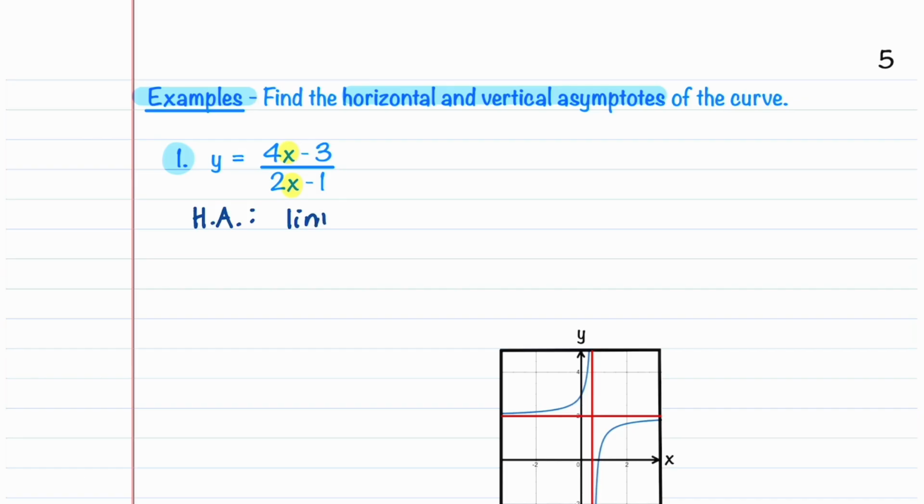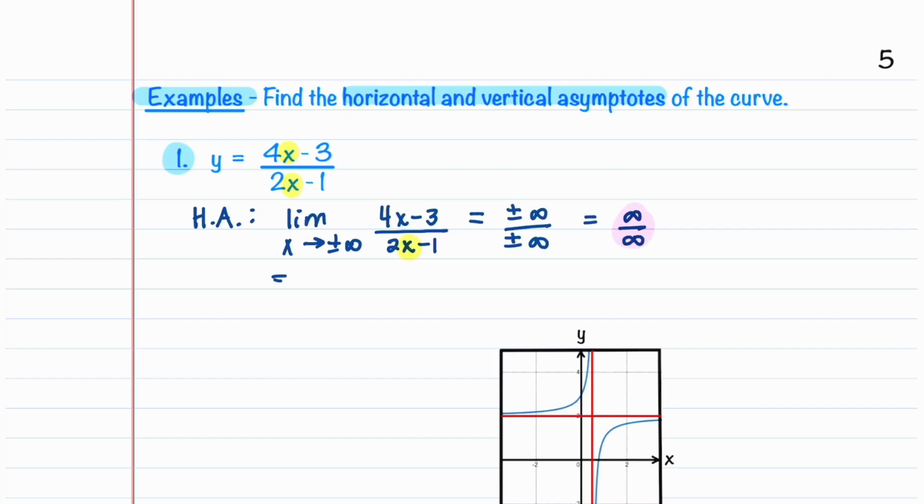The limit as x goes to plus or minus infinity of (4x minus 3), all divided by (2x minus 1), is equal to plus or minus infinity divided by plus or minus infinity. So we can just think of this as the indeterminate form, infinity divided by infinity. Since we have this indeterminate form, to evaluate this limit, what we're going to do is divide the numerator and the denominator by the highest power of x in the denominator, which is just x.